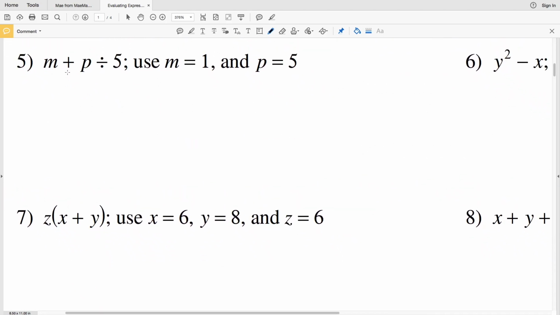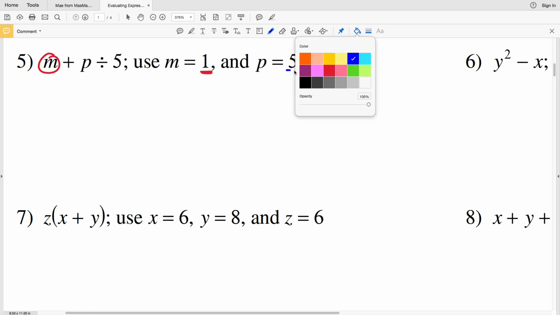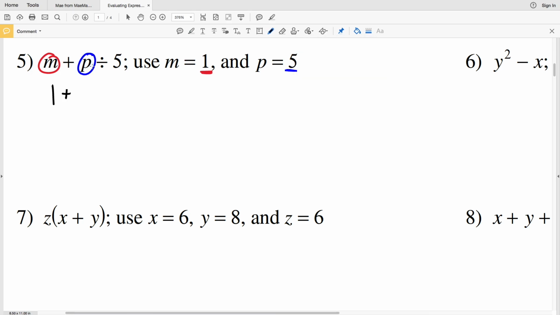5 says m plus p divided by 5. M is equal to 1 and p is equal to 5. So our m is 1, so 1 gets plugged in for m, and our p has a value of 5. So 5 gets plugged in for p. So we have 1 plus 5 divided by 5. Order of operations says that we have to do division before addition, so 5 divided by 5 is 1. So we have 1 plus 1, which we know is 2. So our answer for number 5 is 2.